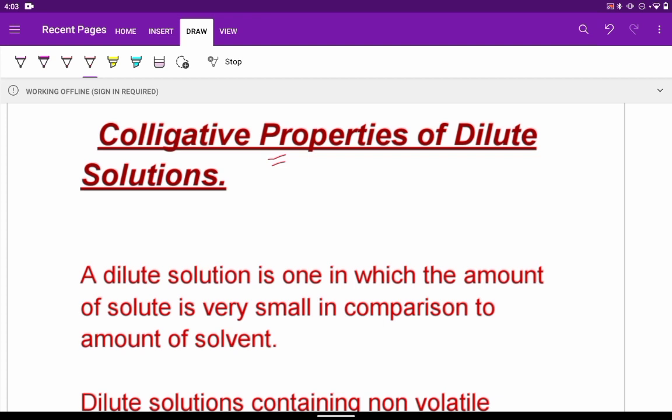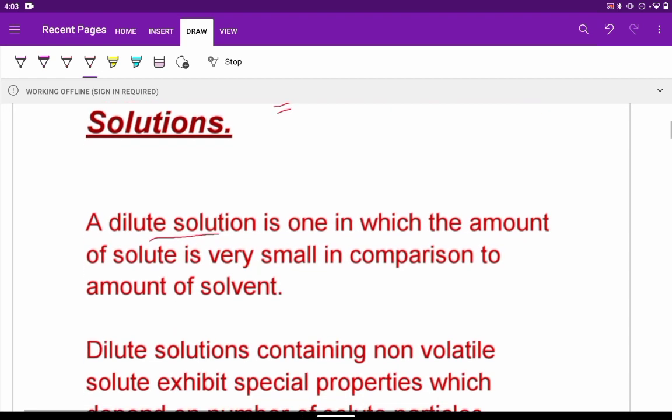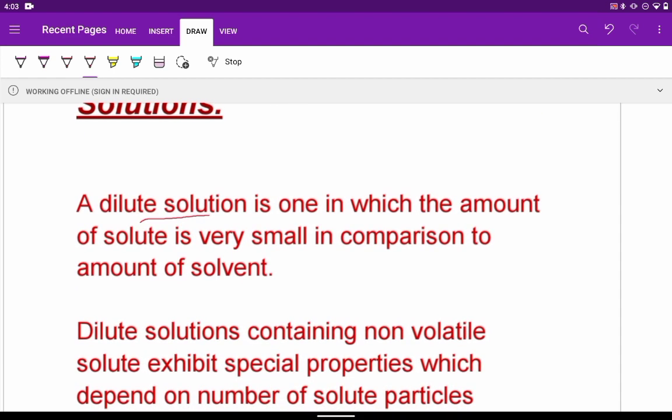Now, first of all, we need to define what is a dilute solution. We can say that a solution is dilute if the amount of solute is very small when compared to the amount of solvent. Okay, solute is dissolved in a solvent. In case of a dilute solution, the amount of solute is very less.